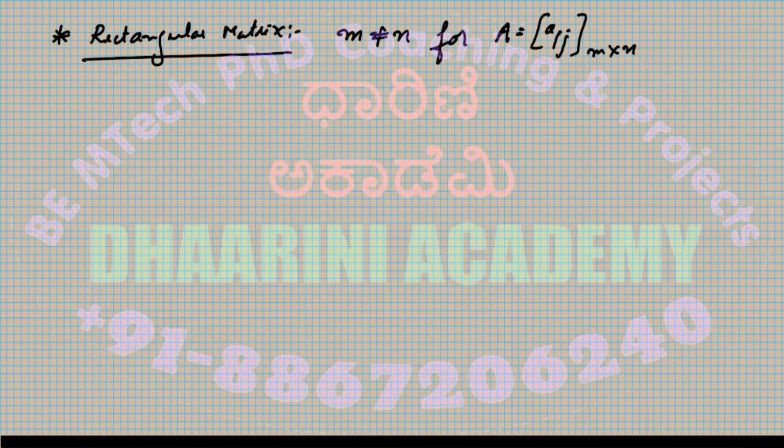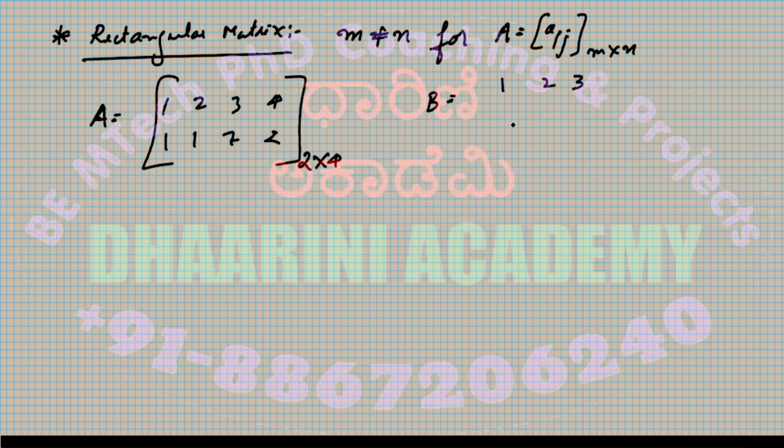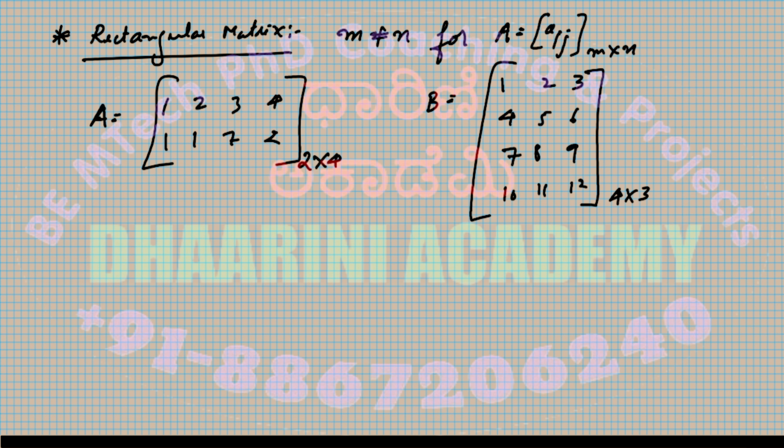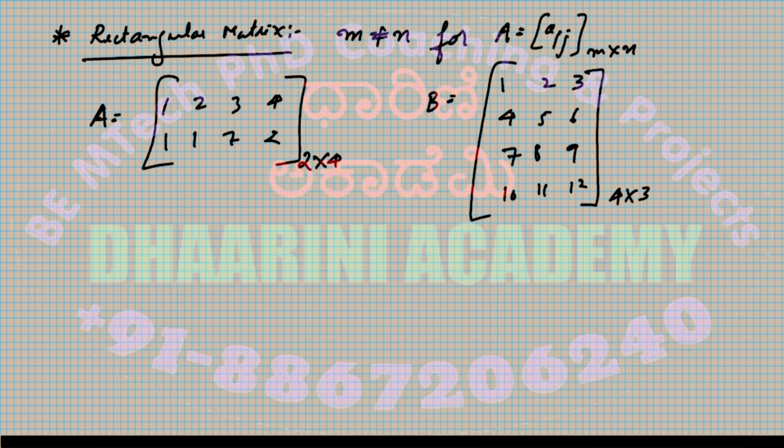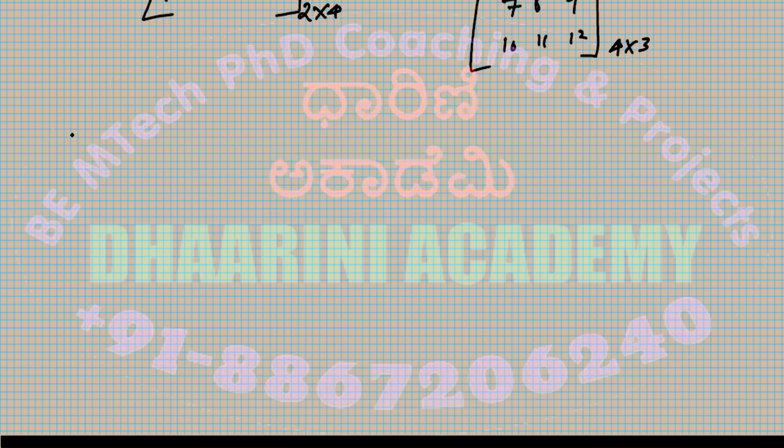For example, 1, 2, 3, 4, 1, 1, 7, 2. Now we see 2 rows, 4 columns. We can write another: 1, 2, 3, 4, 5, 6, 7, 8, 9, 10, 11, 12. See, this is 4 rows, 3 columns. Again, m and n are not the same. M and n cannot be equal. Any matrix we write like this is called a rectangular matrix. It looks like a rectangular shape. Then the next type is called the square.